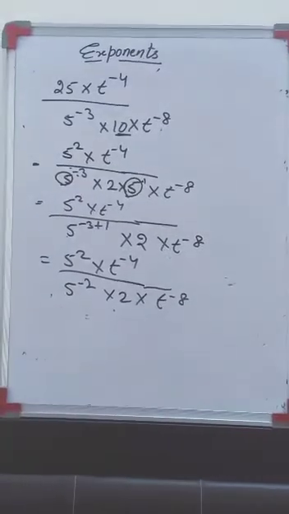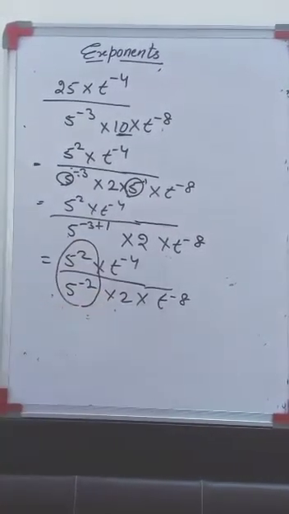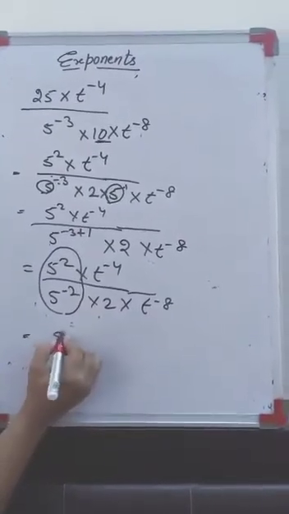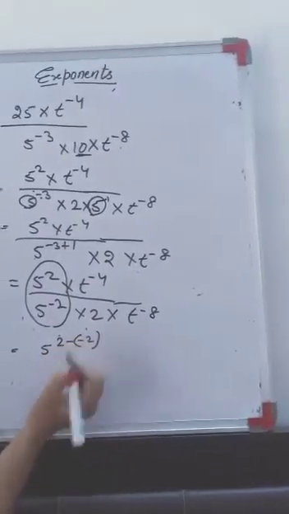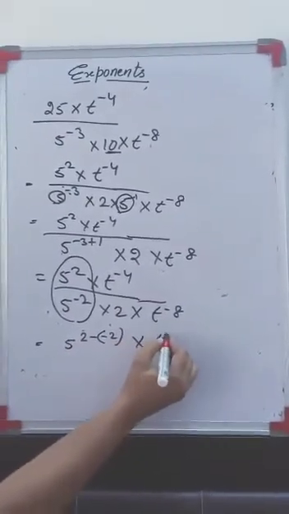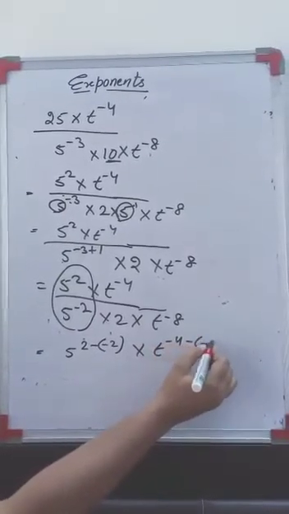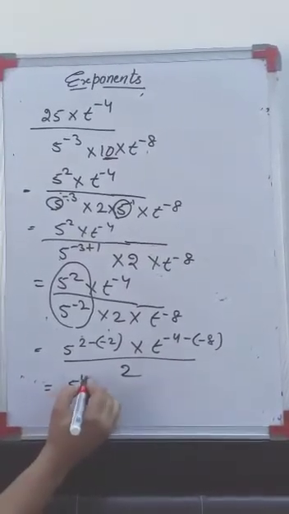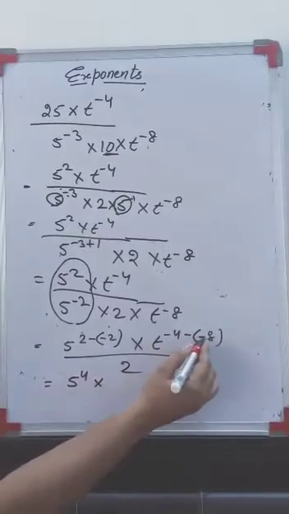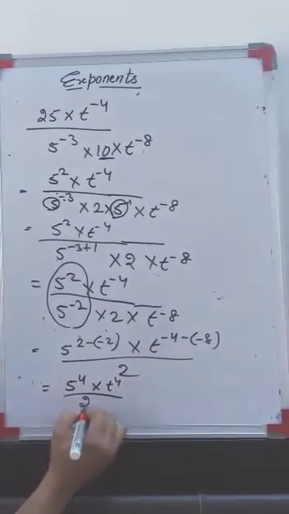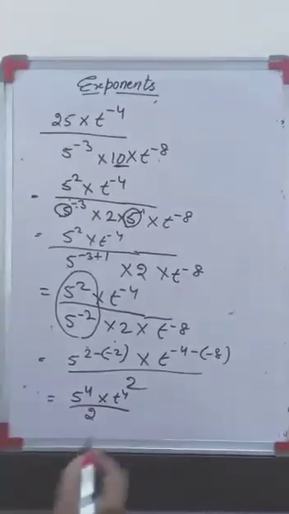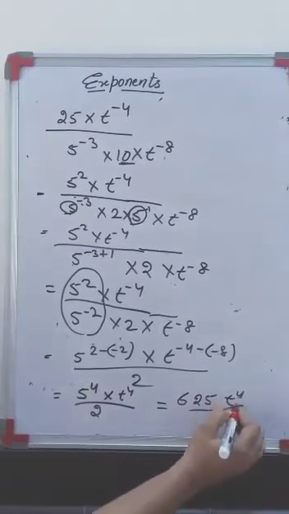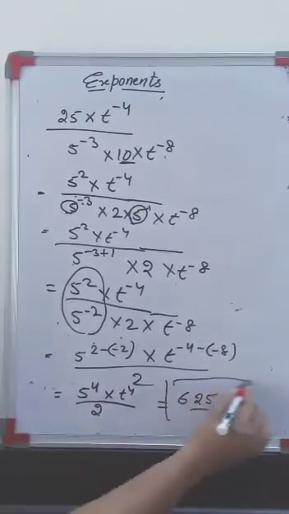So see over here, this is a upon b, right? So when it is in division, powers get subtracted. So 5 raised to 2 minus of minus 2, right? Into t raised to power minus 4, then minus of minus 8 divided by 2, right? So it will become how much? 5 raised to power 4 into, it will become plus, so again t raised to power 4 upon 2. So it will be 625 t raised to power 4 upon 2. This will be your answer.